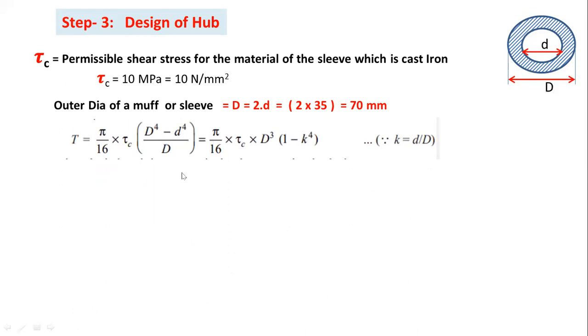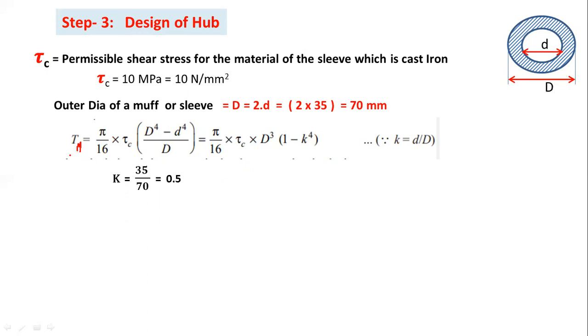Now this is the formula for torque transmitted by the hollow shaft. The torque transmitted by the hollow shaft T equals pi by 16 into tau C into D cube into 1 minus k power 4. Here k is the diameter ratio, inner diameter by outer diameter, and that value is equal to 0.5. Here inner diameter is 35 mm and outside diameter is 70 mm. So k equals 0.5, capital D equals 70 mm, and T max is the maximum torque.